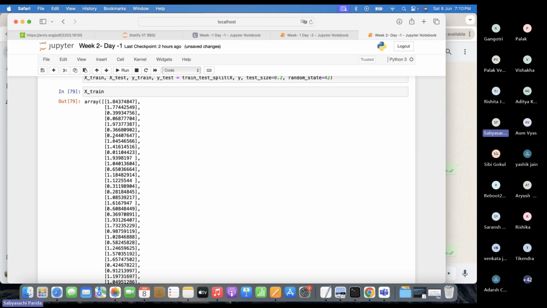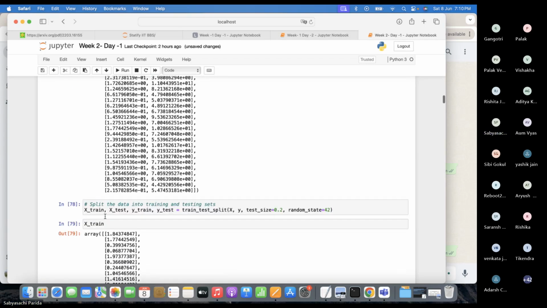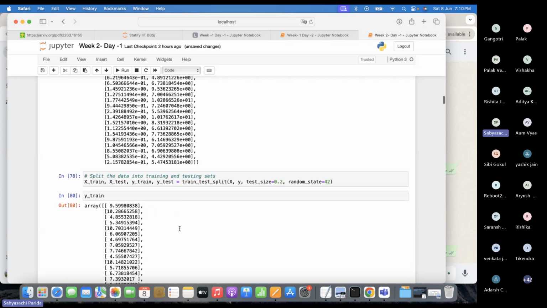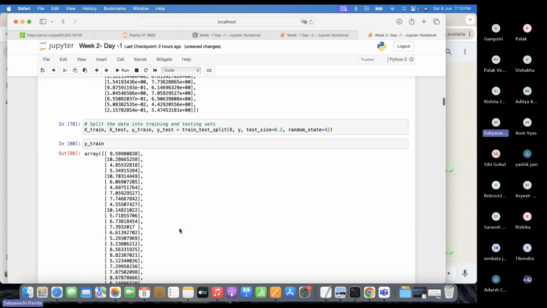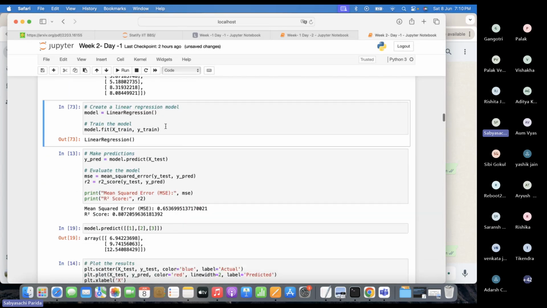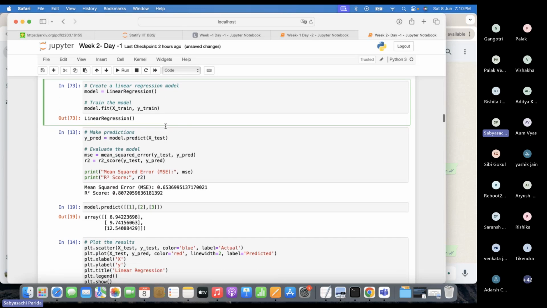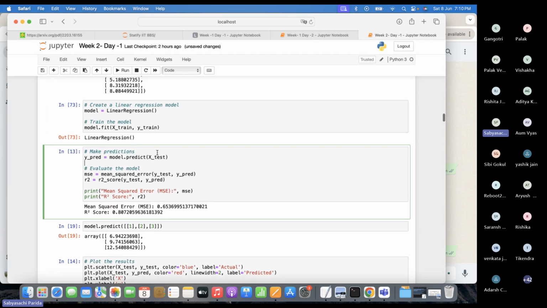So this is my X train, right? And this would be my y train. This consists of the 80% of the data that I have, and on that I'm trying to fit the model with model.fit on X train and y train. Then I'm trying to predict for all the unseen data, that is the X test, what my y predicted is.